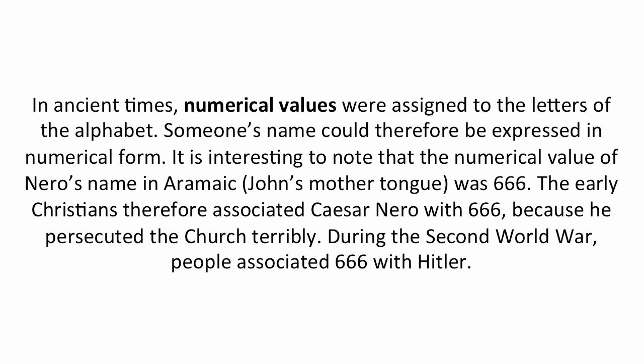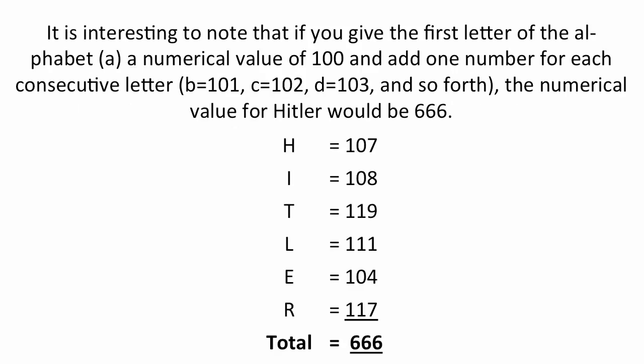It is interesting to note that the numerical value of Nero's name in Aramaic, John's mother tongue, was 666. The early Christians therefore associated Caesar Nero with 666 because he persecuted the church terribly. During the Second World War, people also associated 666 with Hitler. It is interesting to know that if you give the first letter of the alphabet a numerical value of 100 and add one number for each consecutive letter, the numerical value of Hitler would be 666. I just want to show you this, how people have abused this 666 in history.